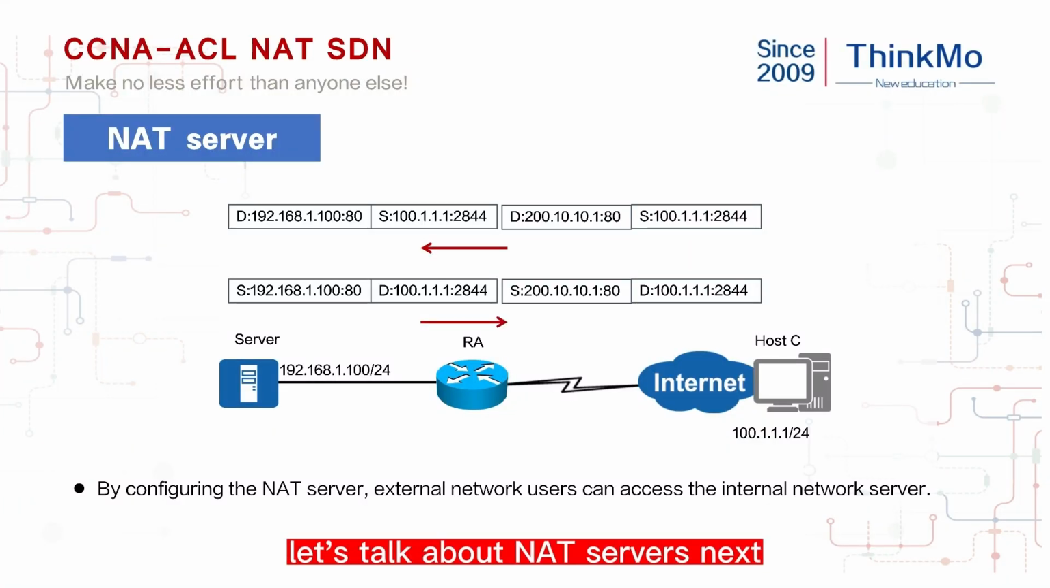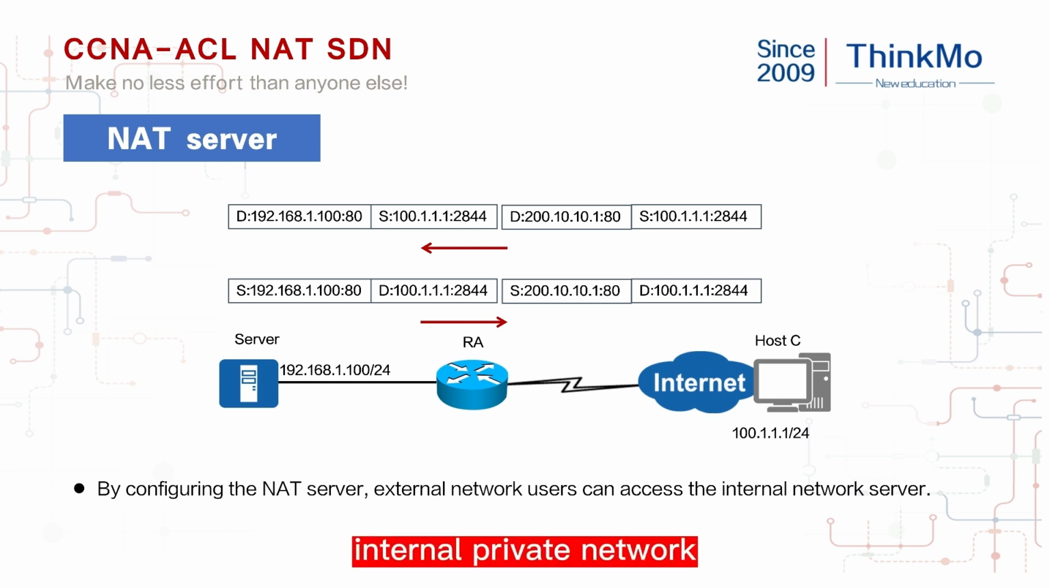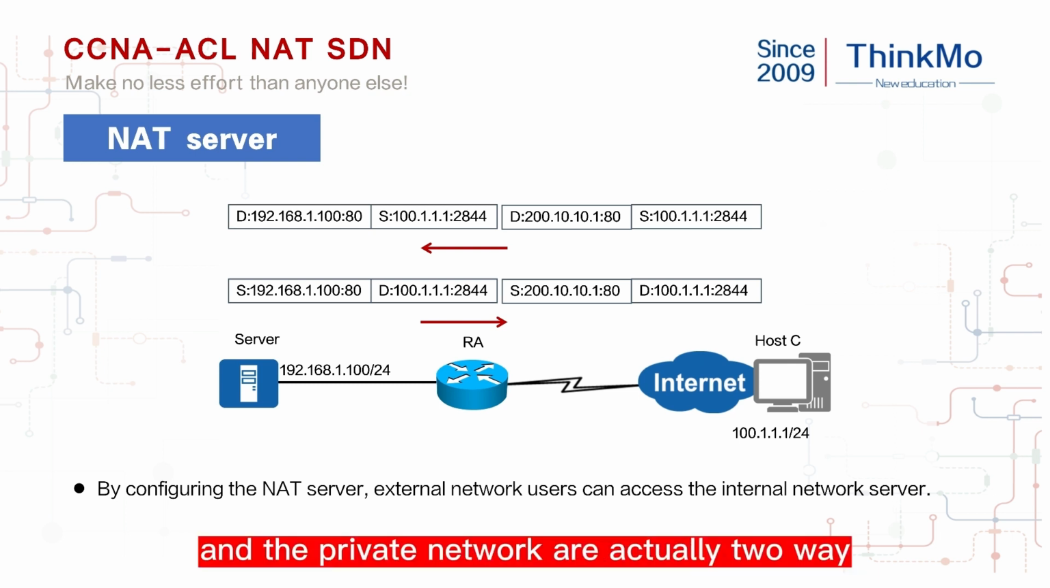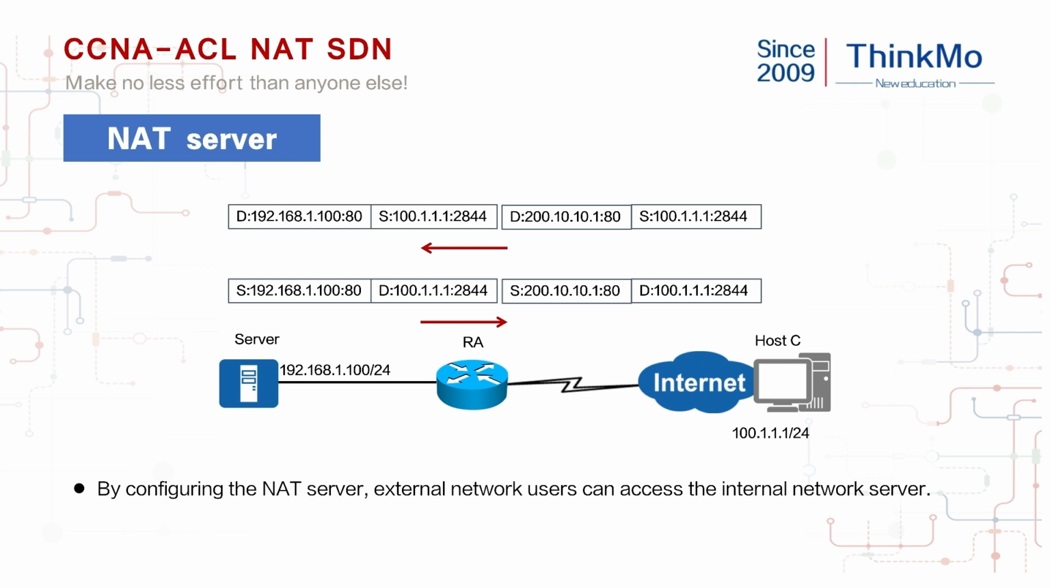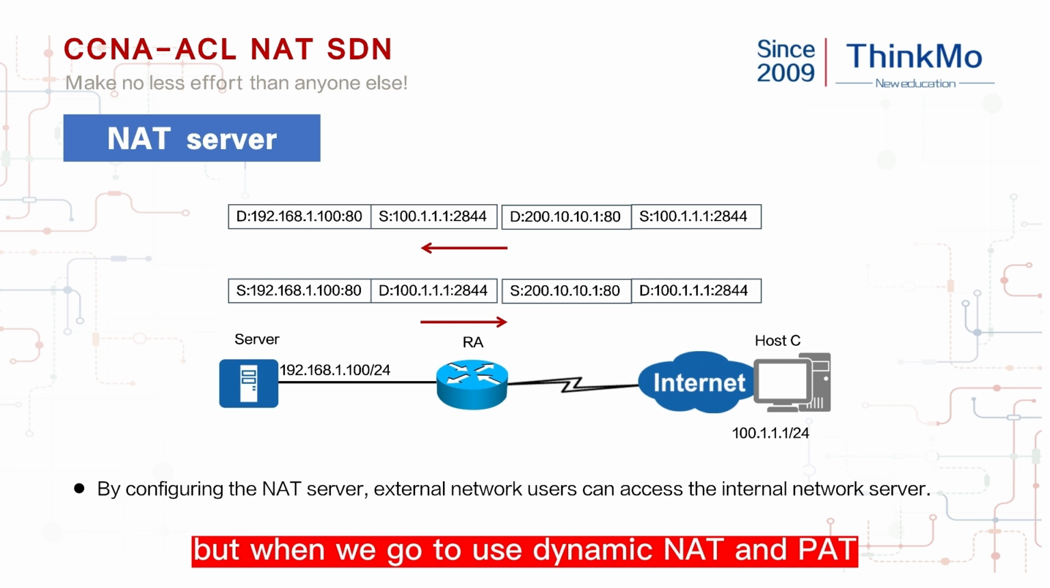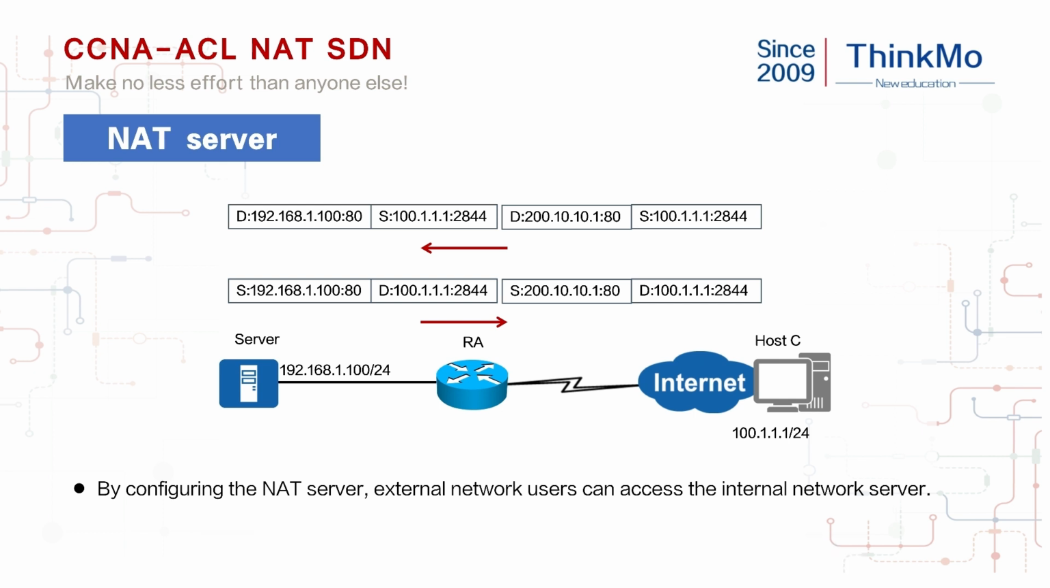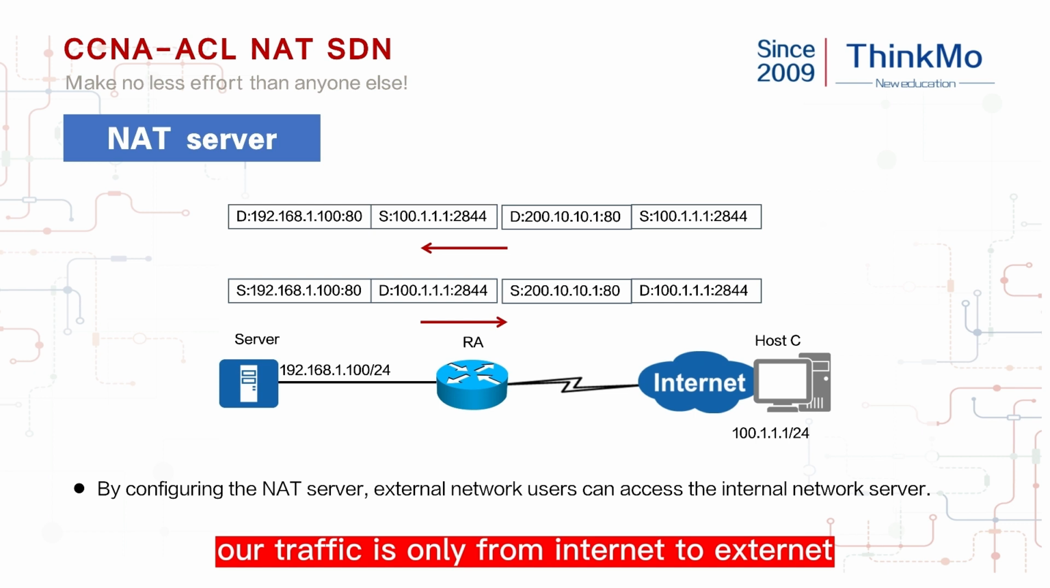Let's talk about NAT servers next. The core idea adopted by NAT is internal private network, external public network. We just covered a kind of NAT called static NAT. The public network and the private network are actually two-way. But when we use dynamic NAT and PAT, our traffic is only from intranet to extranet.